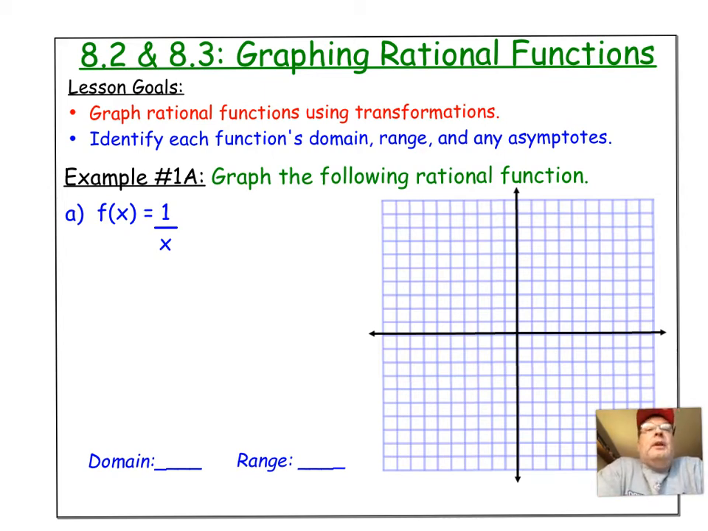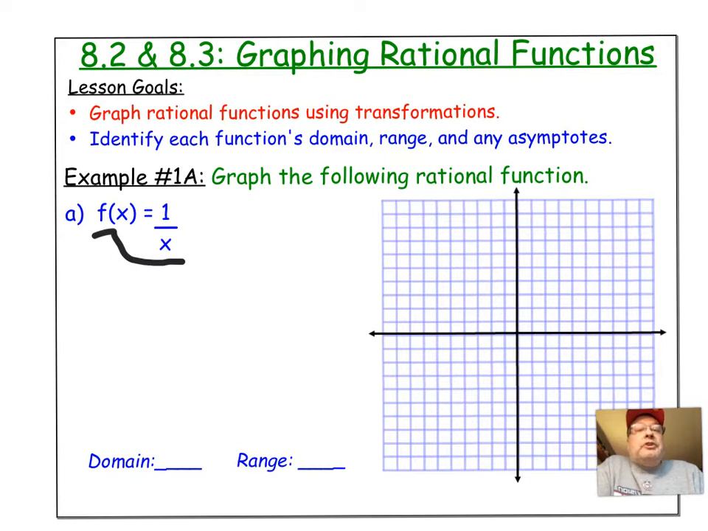Hello everybody. Here's your lesson for chapter 8, the first lesson on graphing rational functions. So a rational function, this is the parent function of a rational function. The one I have on the screen here is f of x equals 1 over x. That's about the simplest kind of function that you could have.